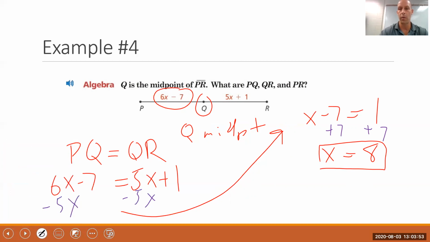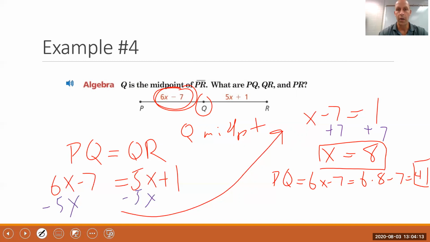So let's start with PQ. Well, what's PQ? Well, PQ is 6x minus 7. But what's x? Well, it's 8. So I got to do 6 times 8 minus 7. So I think that's 48 minus 7, which is, I think, 41. What about QR? QR is 5x plus 1. Well, x is 8 here, so I got to do 8 times 5 plus 1, which is 41, which should be no surprise, right? Because we already said that Q is a midpoint, then those two had to be the same.